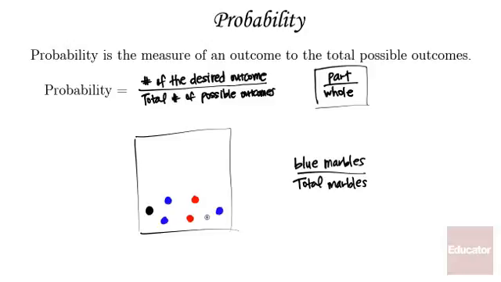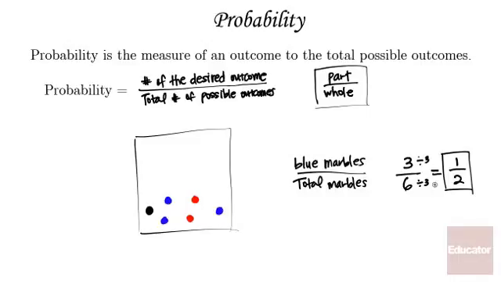So there are 3 blue marbles. It's going to be 3 on the top over how many marbles do I have in all? 1, 2, 3, 4, 5, 6. 6. So my probability is 3 over 6. Now, since this is a fraction, I need to simplify it. So 3 over 6, I divide this by 3, divide this by 3. This becomes 1. 6 divided by 3 is 2. So the probability of picking a blue marble from this bag of marbles is 1 over 2.